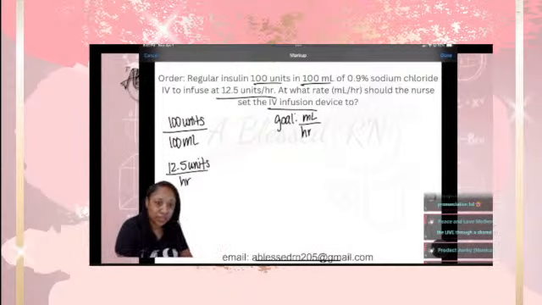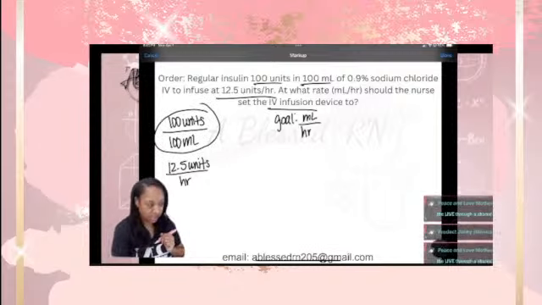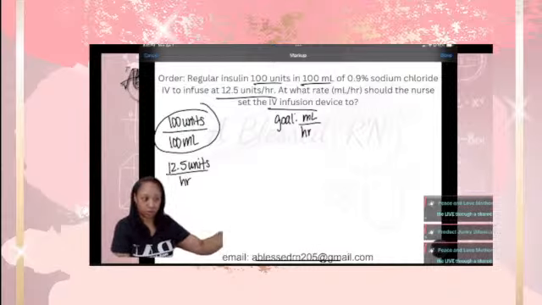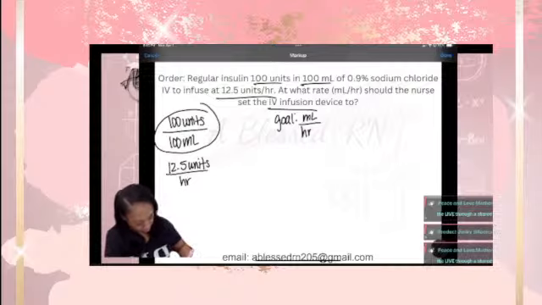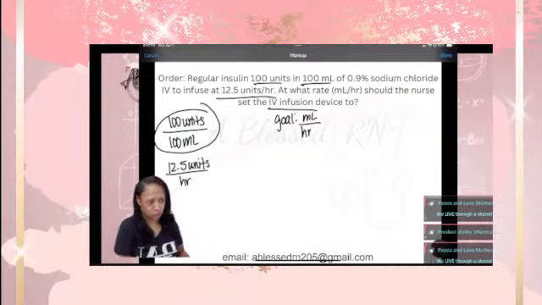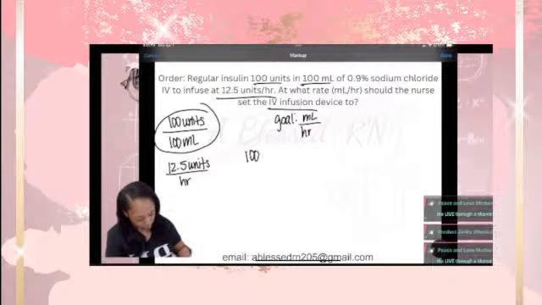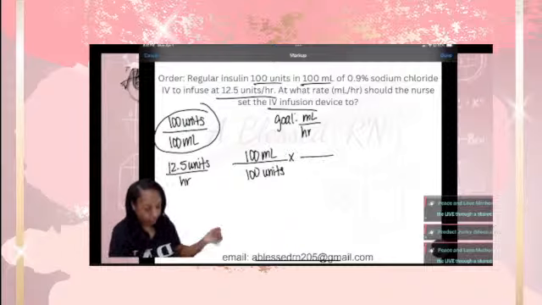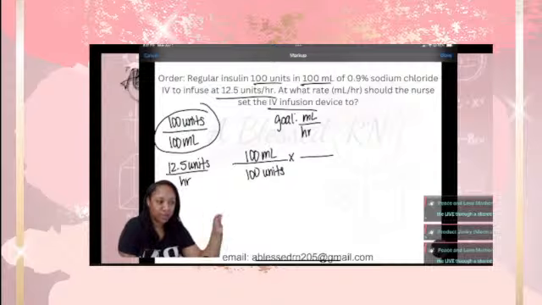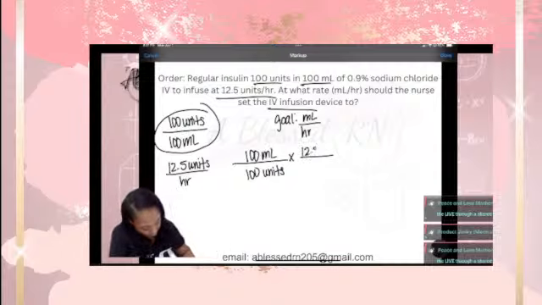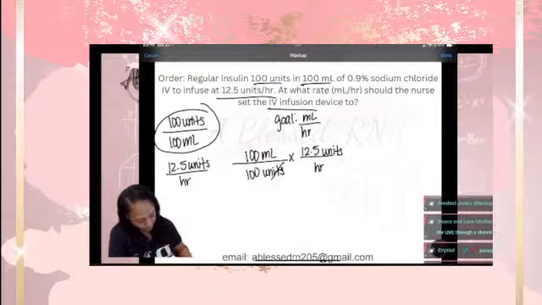So if we're looking for milliliter, I'm going to start with my milliliters, okay? So this has milliliters in it. It doesn't matter if it's on the top or on the bottom. If we need it and we are looking for it, I can flip flop this. So therefore, I'm going to do 100 mLs over 100 units. Boom. So then we have units at the bottom. We need units at the top. So we'll do 12.5 units per hour. Okay, units has now crossed out.